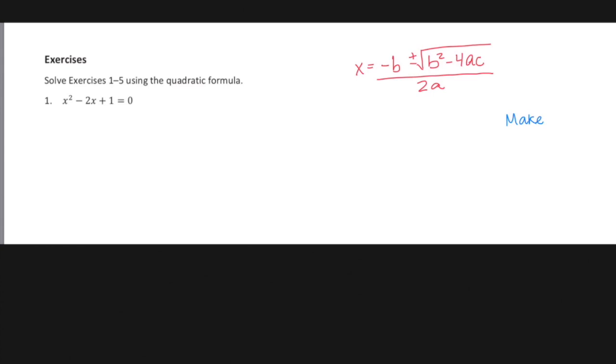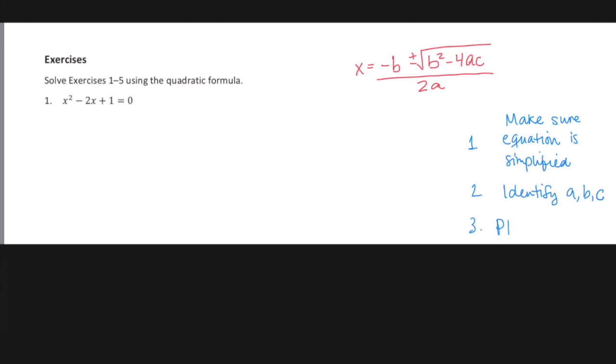You want to make sure that your equation has been simplified. And what I mean by that is, I want to make sure that everything is equal to 0. So if you have any numbers that are not 0 on the other side of that equal sign, you want to make sure you move all the numbers, all the variables, everything with their coefficients to the left-hand side, so that the only number on the right-hand side after the equal sign is a 0.